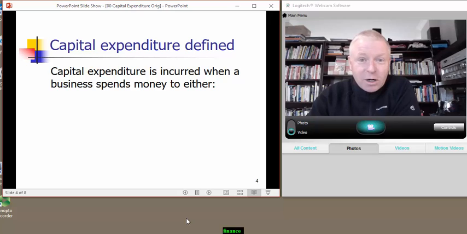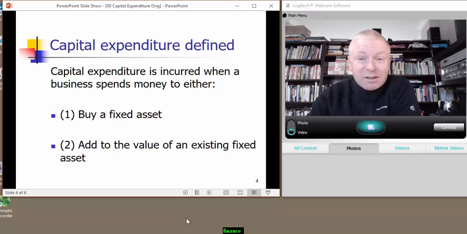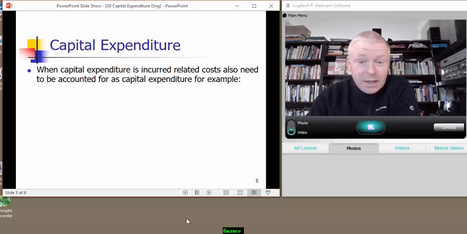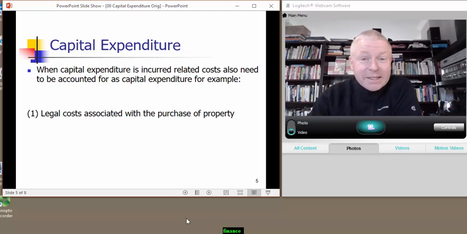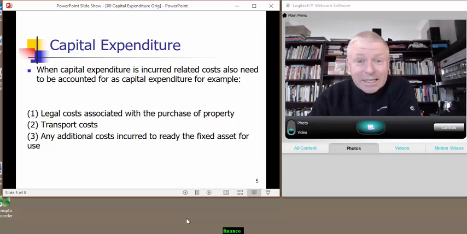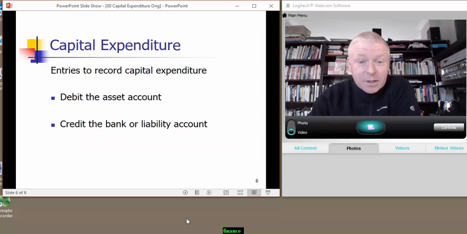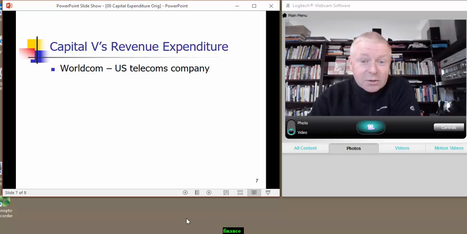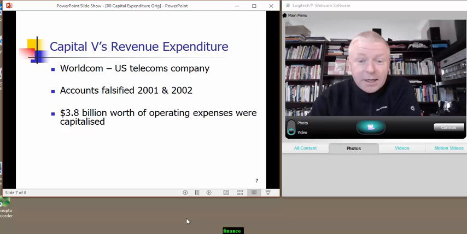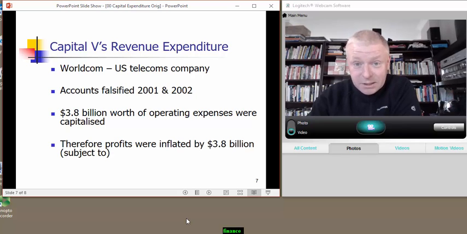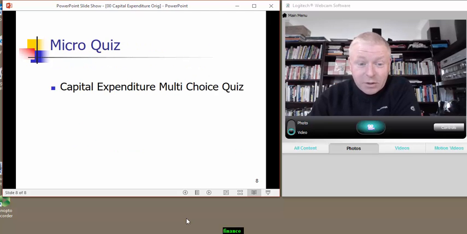A quick definition of capital expenditure is when you buy a fixed asset or when you add value to an existing fixed asset. Pretty straightforward stuff. And then there are a few things you need to be aware of. First, you need to include legal costs, transport costs, and any other additional costs to get the asset ready for use in the organization or business. The recording of it will be a debit to the asset account and a credit to the bank account. And after this, all you need to do is be aware of what happened at WorldCom, where they falsified their accounts in 2001 and 2002, and took $3.8 billion of operating expenses, capitalized them and put them in the balance sheet, which effectively boosted profits by $3.8 billion, which was obviously deceptive. And now you can just have a go at the quiz. Well done.